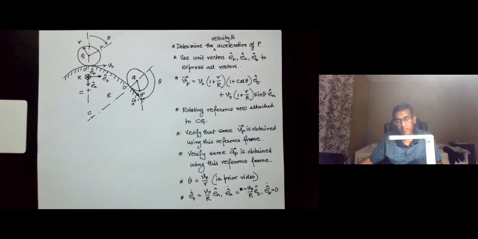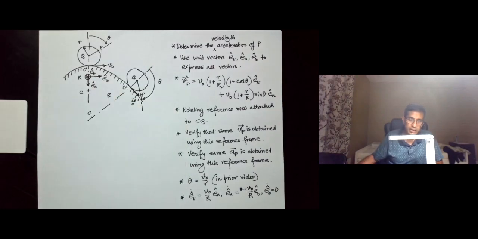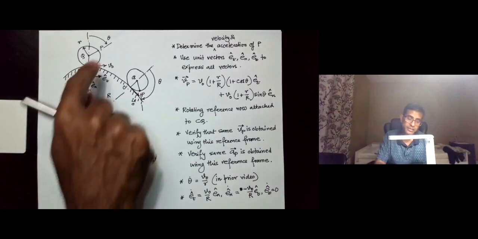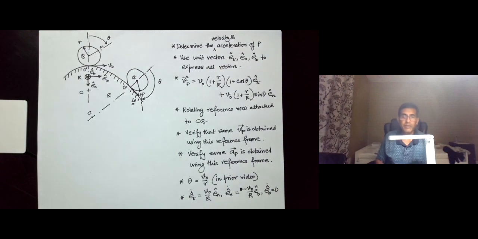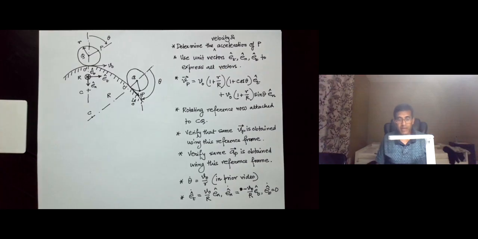Now this is a problem where if you are thinking of direct differentiation of the position vector of P to find its velocity and acceleration, then that approach may not work. And that is so because in order to express the position vector of the point P in the most general form, you need to have a fixed reference point. Now in this problem there is no fixed reference point.